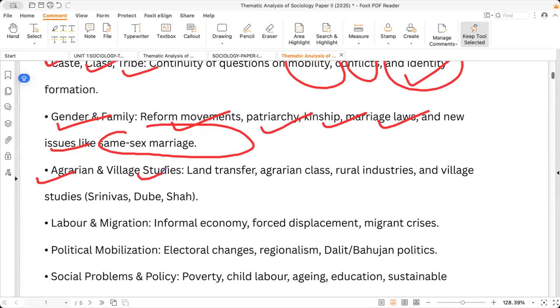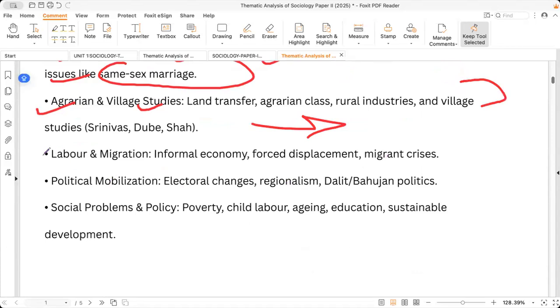Then rural industries, village studies, Srinivas, Dubey, Shah. These three have done a major study, and they had studied the different impacts on the village areas as well. They had also studied the kinship patterns in village areas, specifically Shah. So this is very, very important. These are core theories. And even if you want to attempt any kind of a dynamic question without the knowledge of these, you won't be able to do justice. Then labor and migration. So informal economy, forced displacement. Displacement has been asked from multiple angles.